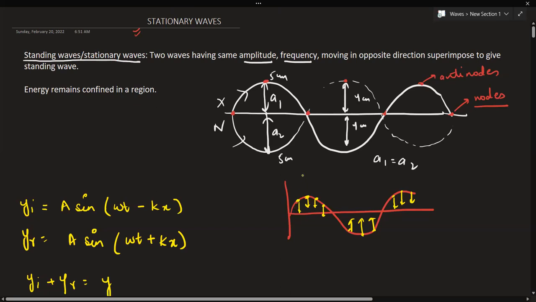And also twice each vibration, all the particles of the medium pass simultaneously through the mean position. And one more thing, the direction of motion of the particles is reversed after half vibration. You can see the direction gets reversed over here. Then again the direction will get reversed. Then again the direction will get reversed. So these are the few characteristics of stationary waves. Now let's see what is the equation of a stationary wave or standing wave.